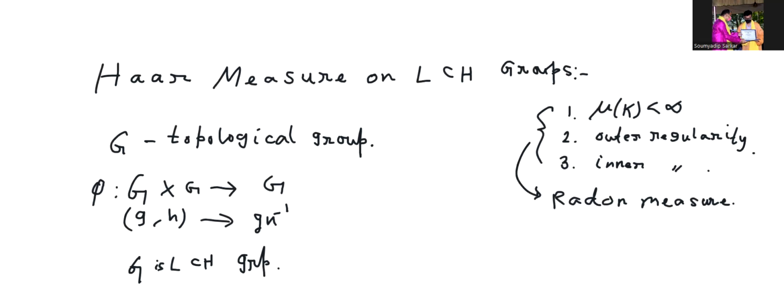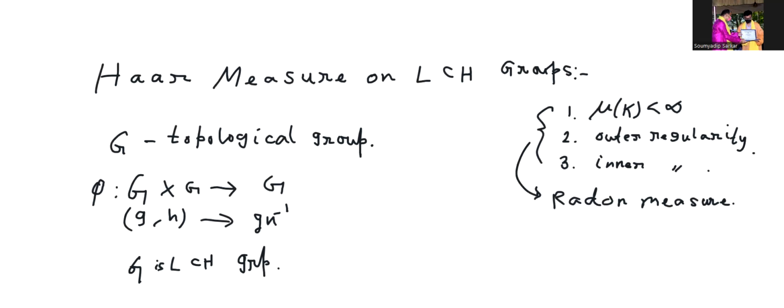You can guess the definition more or less from the terminology, topological group. That means you have a topology on a set, you have a group structure on a set, and these two structures have to be compatible for the term to make sense. So that is a topological group. Now, if the topology is locally compact Hausdorff, we call it a locally compact Hausdorff group. In short, LCH. I will use this shorthand notation LCH for locally compact Hausdorff group.